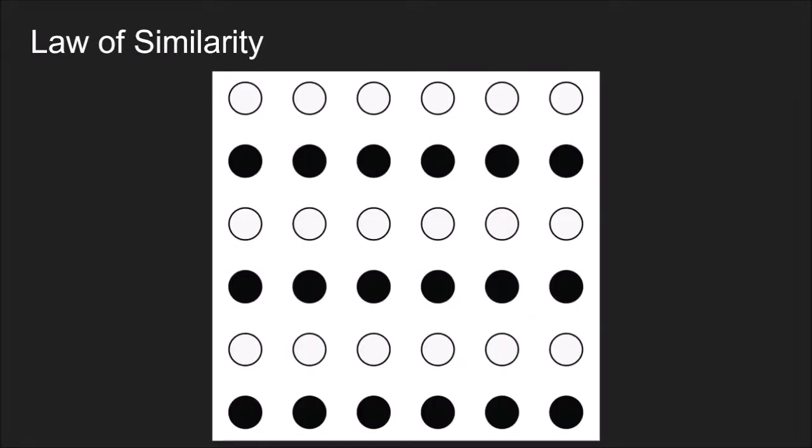Law of similarity. This principle states that stimuli similar to each other are grouped together. For instance, in this figure, we tend to group circles based on their color. In real life also, we use this principle extensively. For example, during a cricket match, we tend to group players based on the color of their jerseys.